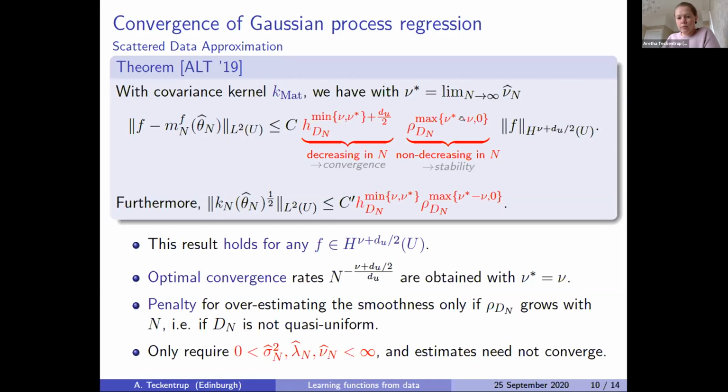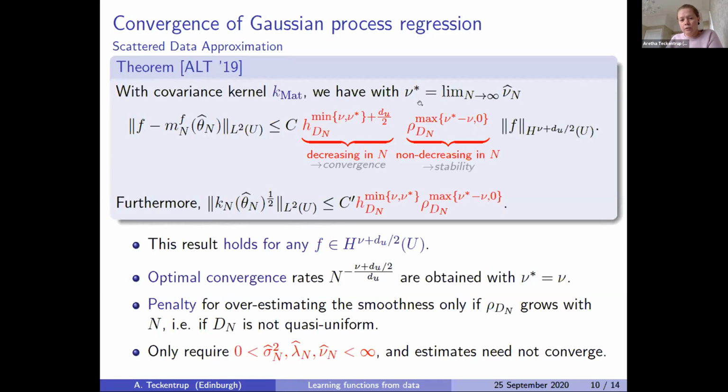And then you have this term here, which is related to stability. It's something that comes from the stability of the method. Essentially, you can have stability properties if you have 2 points which are very, very close together, and that's where this mesh ratio comes in here.